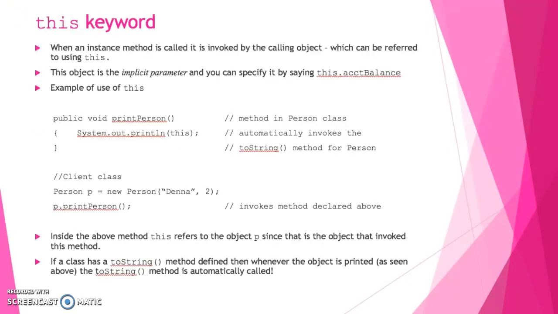The this keyword. So if you have an instance method being invoked by a calling object, we can refer to it with the word this. This basically says the implicit parameter, meaning this object is calling this variable or this method. We can also say I want to print this, meaning it's printing itself. In this case, we basically just talk about how the method would work. So here, if I were to call p.printPerson from my client program or my driver program, inside the printPerson method, when it says print this, it's printing itself, and itself would be the object that called the method, which would be p.